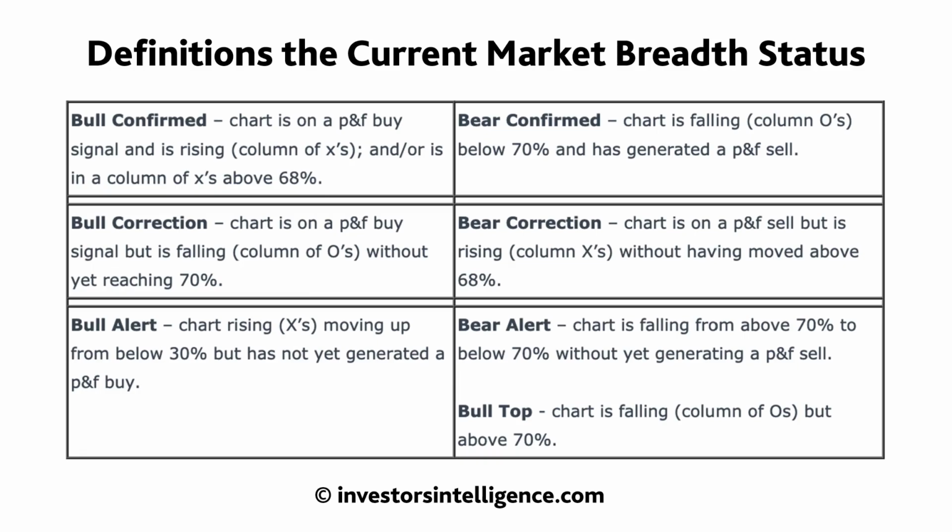As I said, these were the definitions of the current market breadth status. This is taken from investorsintelligence.com, which I've used to generate P&F signals over the years. It's an excellent little site for education, and they have their own signals, etc. This gives you all of the different signals: bull confirmed, bull correction, bull alert, bear confirmed, bear correction, bear alert, and bull top. So take the time to have a look through those as they're really helpful.